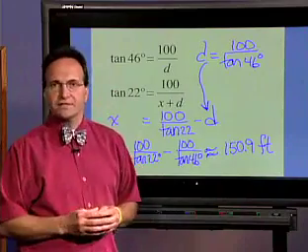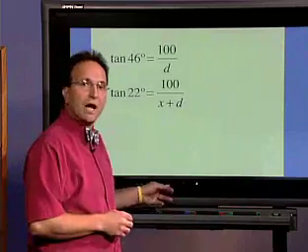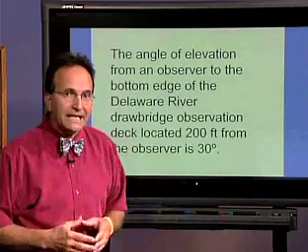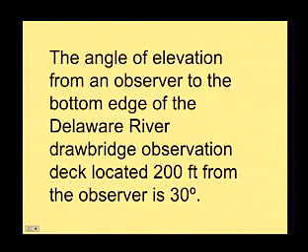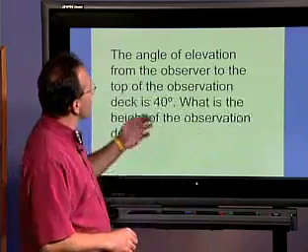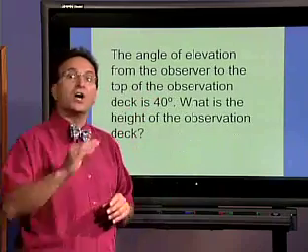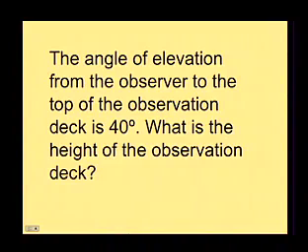Let's work another example where we use these same concepts. The angle of elevation from an observer to the bottom edge of the Delaware River Drawbridge observation deck located 200 feet from the observer is 30 degrees. The angle of elevation from the observer to the top of the observation deck is 40 degrees. What is the height of the observation deck?